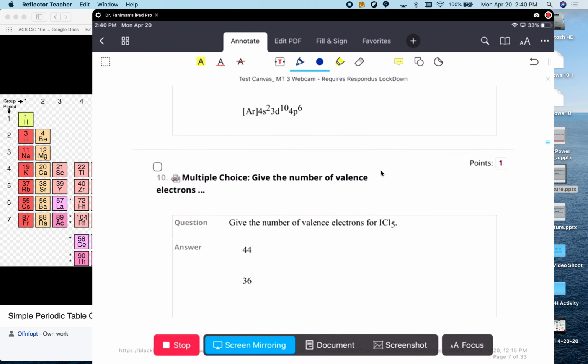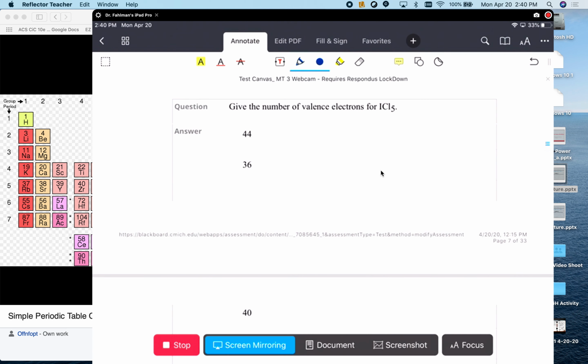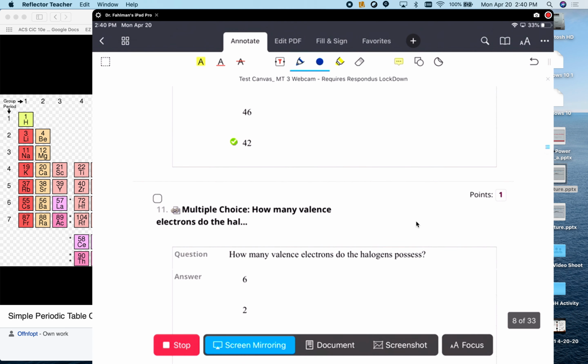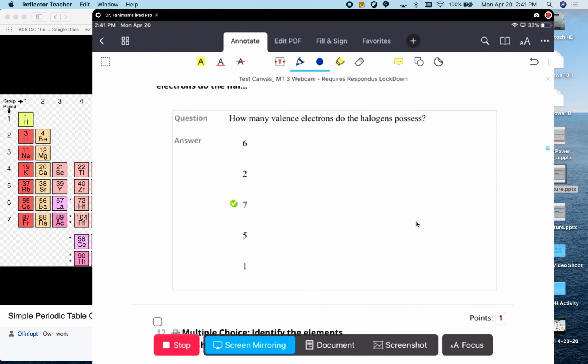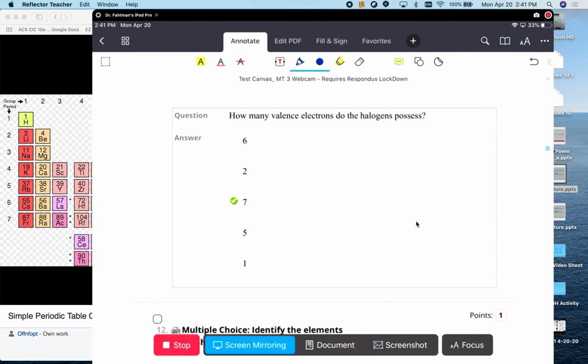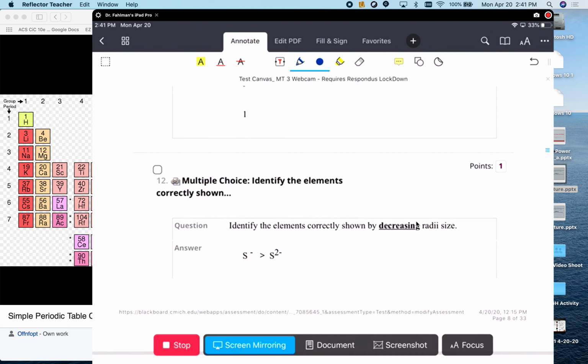Number of valence electrons for ICl5. They're all halogens, so it's really just 7 times 6, so 42 valence electrons. How many valence electrons do the halogens have? Halogens are 7, so they're 1 less than the noble gases.